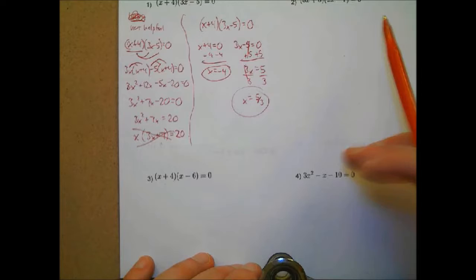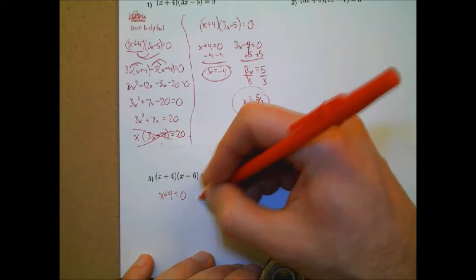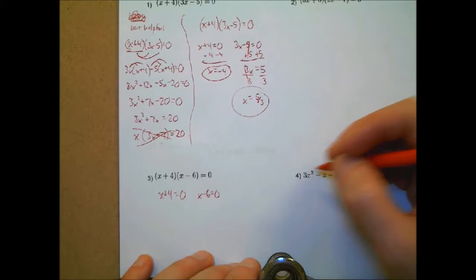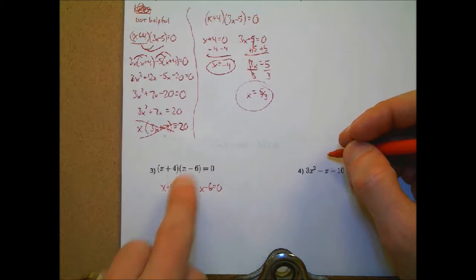Okay. So we'll say x plus 4 equals 0, or x minus 6 equals 0. So again, we have 2 things that multiply to give me 0, so I can break it up using that zero product property here.